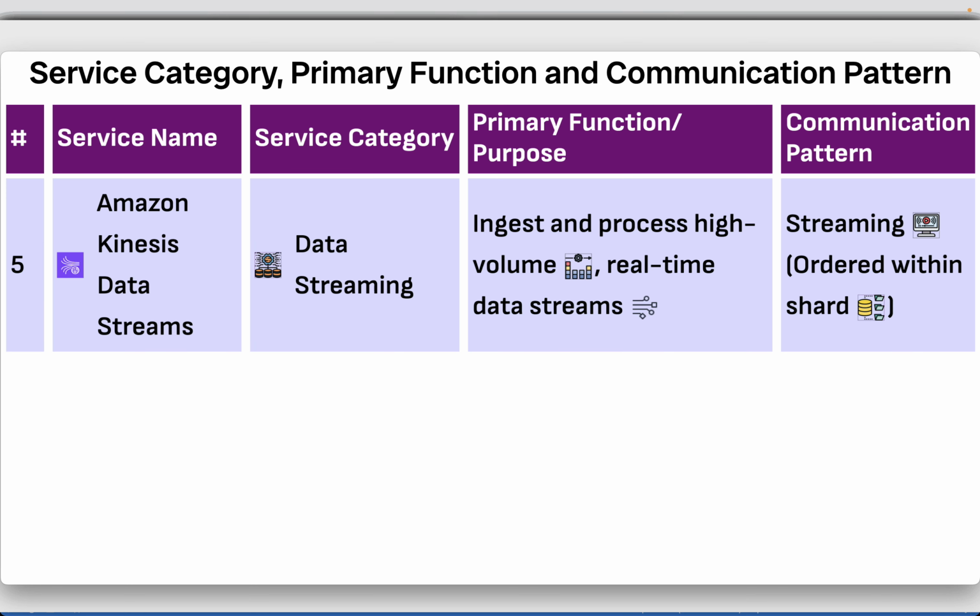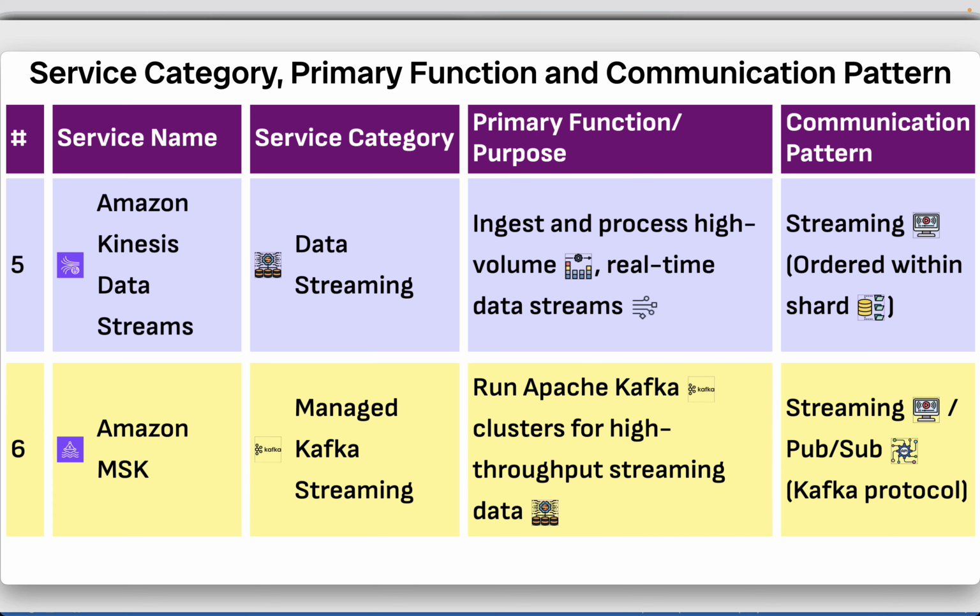Next, we have Amazon Kinesis Data Streams. This facilitates the ingestion, processing and analysis of large volumes of streaming data in real time. Data is organized into shards and records within a shard maintain their ingestion order. It supports multiple consumers reading concurrently and is often used for real-time analytics dashboards, log processing, and clickstream analysis.